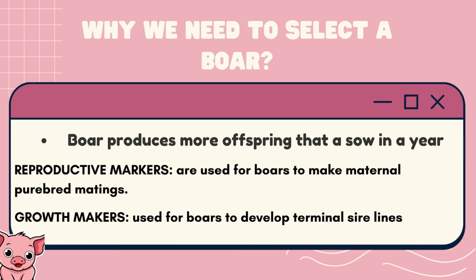Why we need to select a boar. A boar produces more offspring than a sow in a year. So it can also produce daughters or gilts that later on may be future breeders. So we have here the reproductive markers that are used for boars to make maternal purebred mating. Also, we have here the growth markers that are used for boars to develop terminal sire lines.